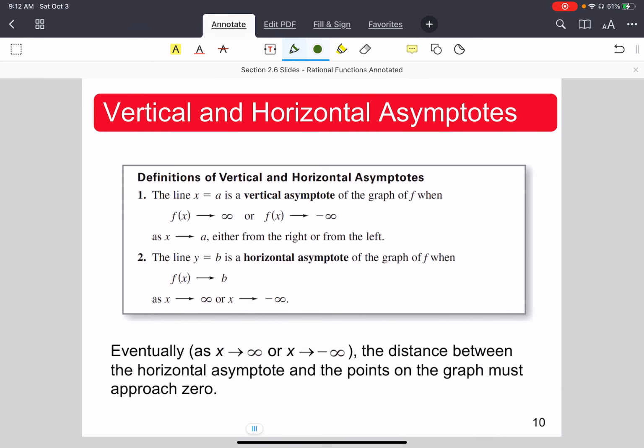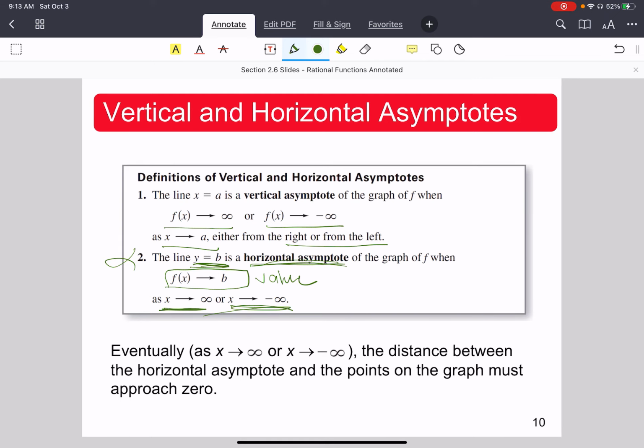All right, so here are the definitions of vertical and horizontal asymptotes. The line x equals a is a vertical asymptote of the graph of f when the function goes to infinity or negative infinity as x goes to a, either from the left or the right. Similarly, the line y equals b is a horizontal asymptote of f when f of x gets closer to a value b, which is a y value, as x increases or decreases.